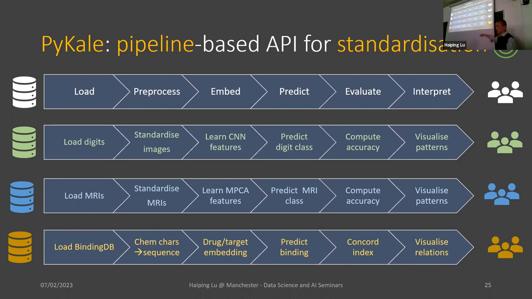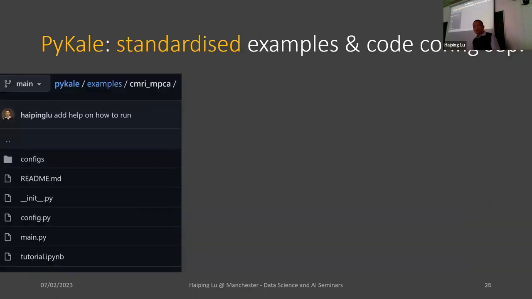So I standardize all the machine learning pipeline in the same step. Right? So therefore, the first level API all looks the same. And even more, we also standardize all the examples and the code configuration. Right? So we basically separate the code and the configuration.